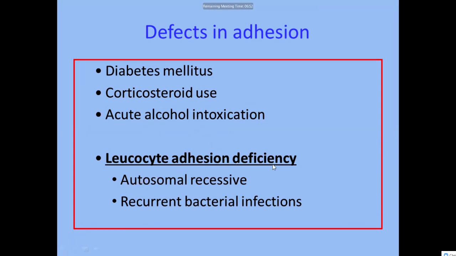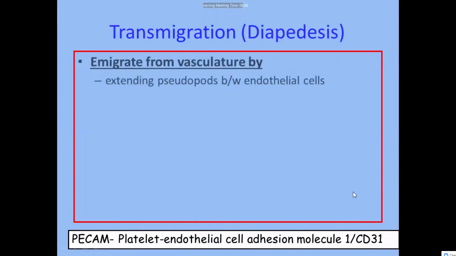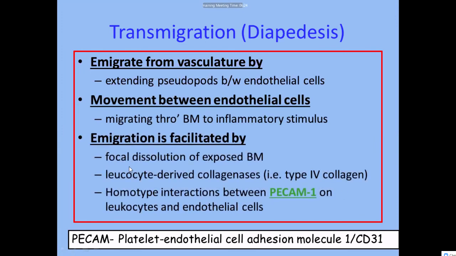Leukocyte adhesion deficiency, LAD, is an autosomal recessive disorder with recurrent bacterial infections. And here you see emigration through the vasculature: extending pseudopods, transmigration, movement between endothelial cells, migration through the basement membrane. Emigration is facilitated by focal dissolution of the exposed basement membrane by leukocyte-derived collagenases, and by PECAM, platelet endothelial cell adhesion molecule.